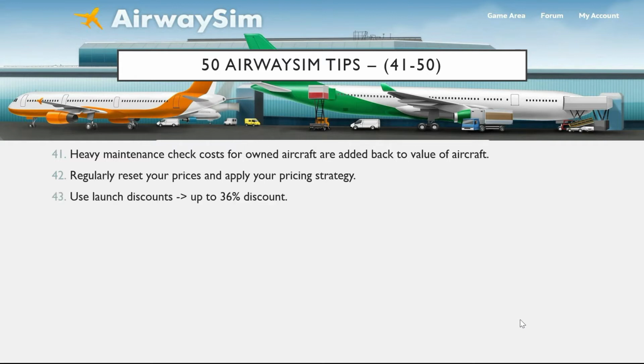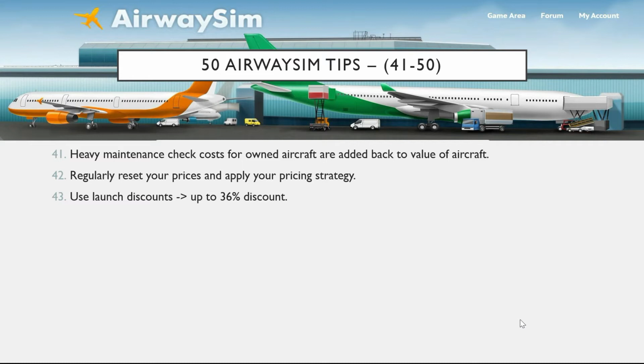Point 43 is use launch discounts. So when new aircraft models are launched, there's a notification in a new section which says, look, this new model has been made available. You typically will get an additional 10% discount to be a launch customer. And this is over a certain period in the beginning when an aircraft is made available. It's typically just over a day in real life. You can place an order and you will get that 10% discount.